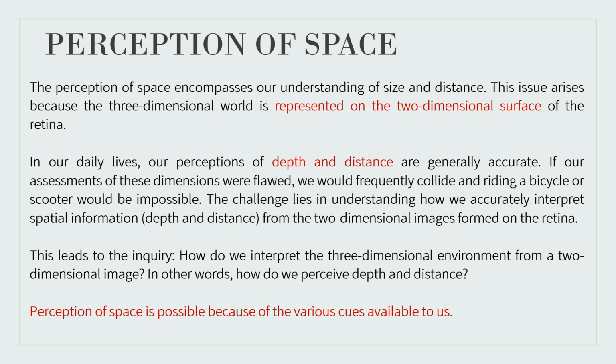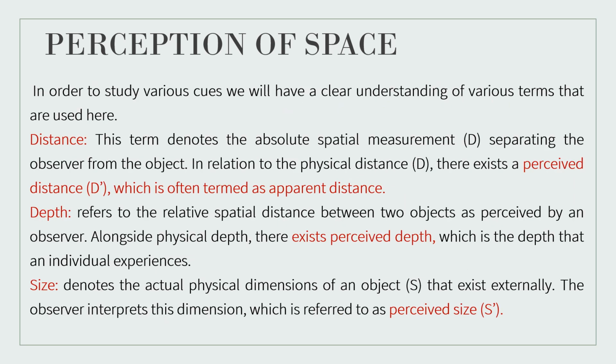Perception of space is possible because of various cues available to us. And what are those cues? We will learn next in the slides. So first we go through the cues. We have to learn about the distance, depth and size in terms of perception of some object in space.